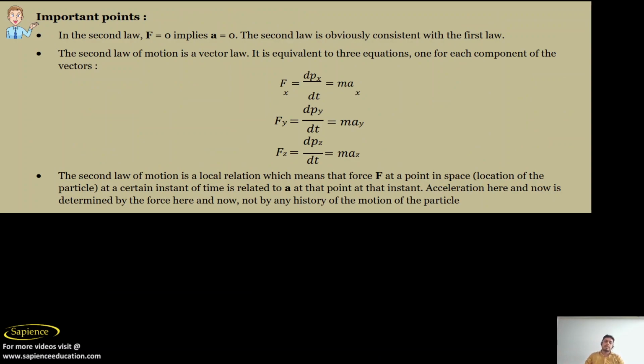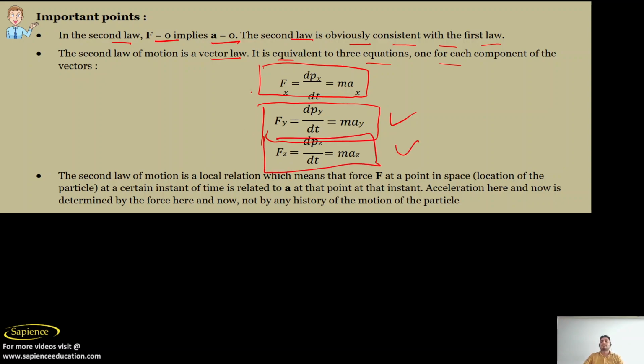Now I will discuss some important points of the second law of motion, which are written here. In the second law of motion, force equal to 0 means acceleration is equal to 0. Definitely, if the net force is 0, then acceleration will be 0. The second law is obviously consistent with the first law. The second law of motion is a vector law and is equivalent to 3 equations. If you are taking the change in momentum in the y direction, you have to write y everywhere. If you are taking the z direction, you have to write in terms of z, and if you are taking the x direction, you have to write in x form.